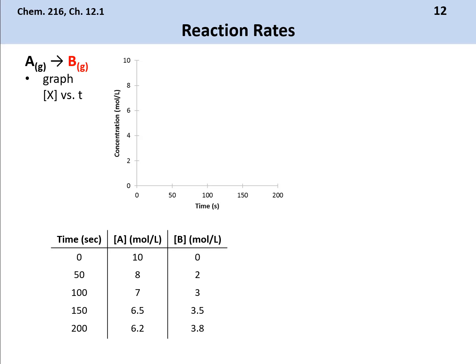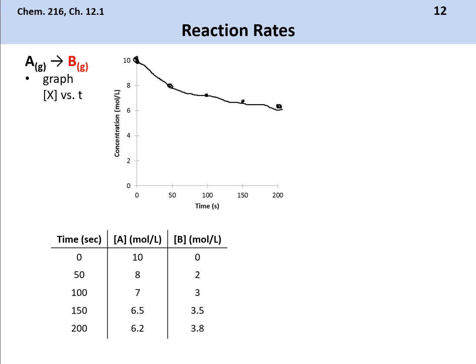I'm going to start off with my A starting at 10. Then at time 50, it's at 8. Then at time 100, it's 7. Then at 150, it's 6.5. And then at 200, it's 6.2. So this is my data over time. I could go ahead and draw a line.